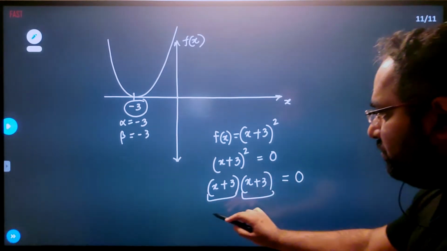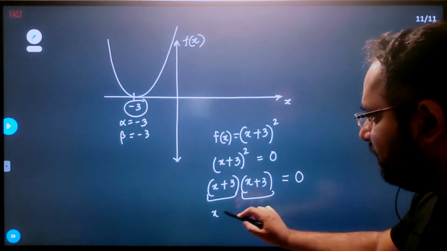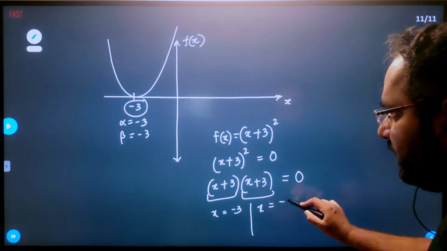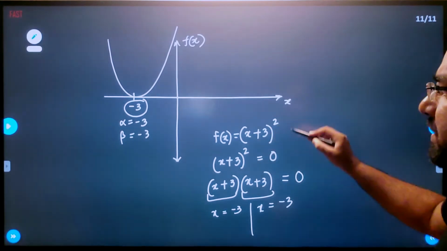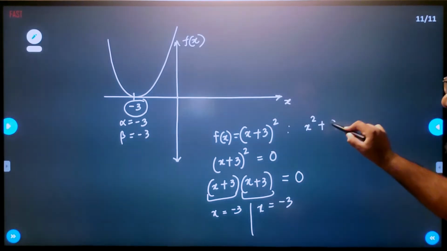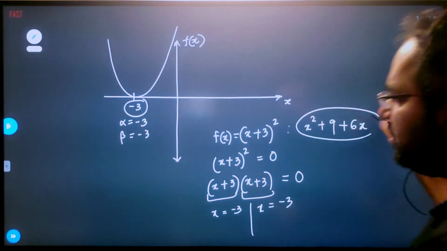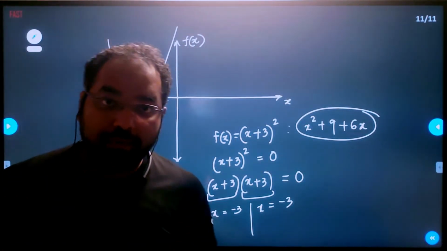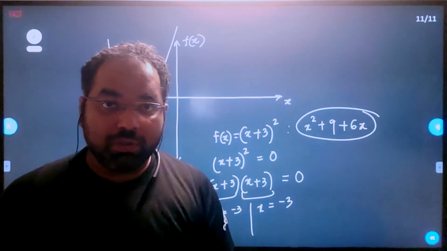If product is 0, it means if I take x plus 3 is 0, I get x equal to minus 3. If I take this x plus 3 is equal to 0, I get x equal to minus 3. Now tell me, what is x plus 3 the whole square? X square plus 9 plus 6x. Is this not a quadratic polynomial? Of course it is a quadratic polynomial. Why? Because the highest power is 2. So it's still a quadratic polynomial for you.